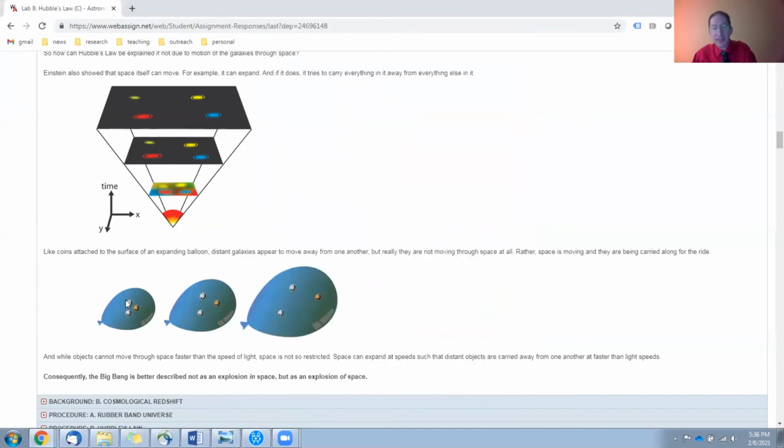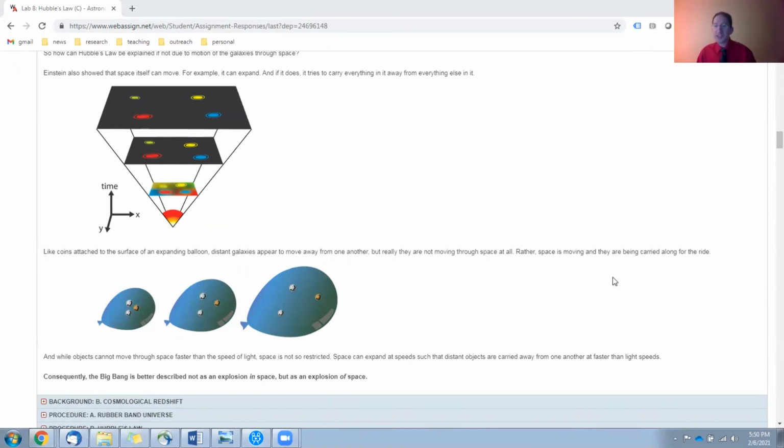For example, here we have coins taped onto the surface of a balloon. In this example, the surface is space. The inside of the balloon, the outside of the balloon, that's nothing. The surface is space, and the coins are galaxies. So as you blow up the balloon, the coins, the galaxies, move apart from each other.